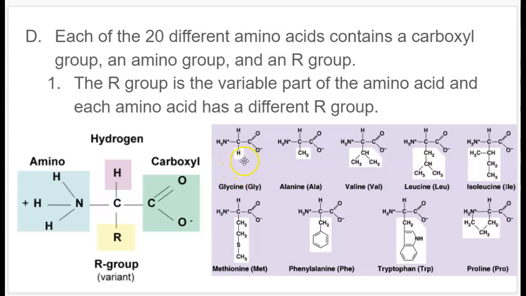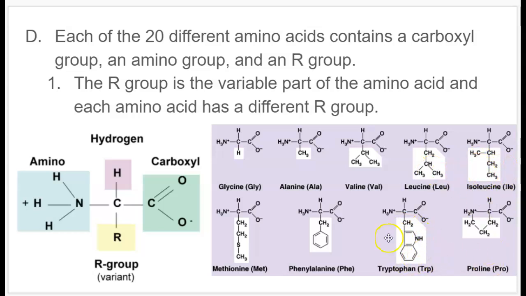So for example, in glycine, it's just a single hydrogen there. However, in alanine, it is a carbon which has 3 hydrogens attached. Valine has a much more complicated structure. Leucine has a more complicated structure. Isoleucine has another one.